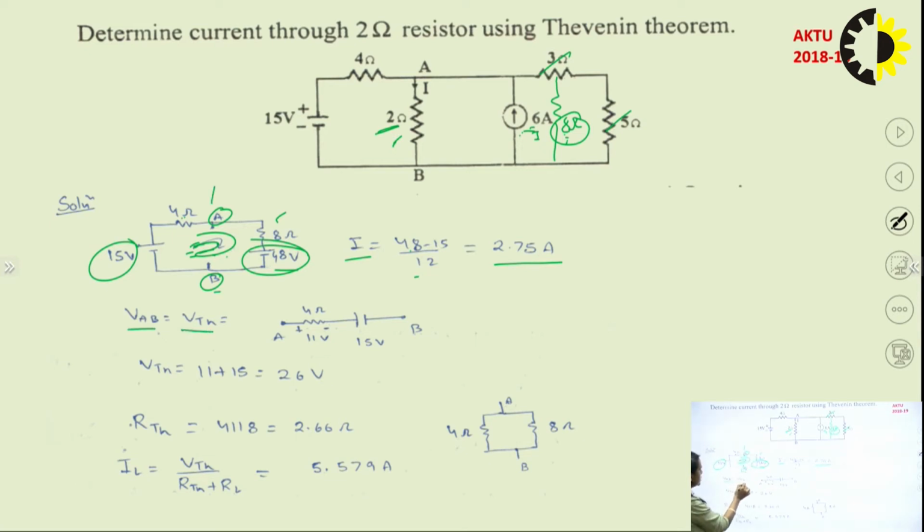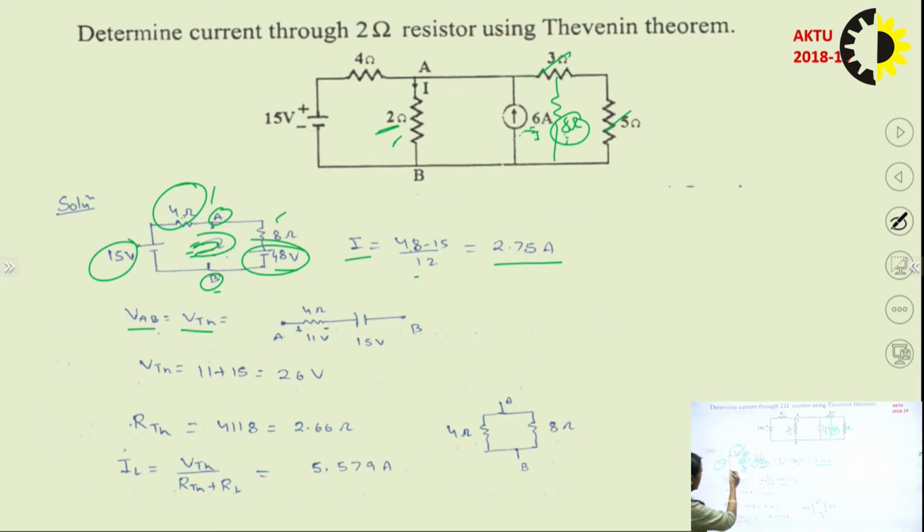Now to find the value of VTH, that is from A to B. So VAB is equal to VTH. So again I have drawn this path from A to B. So here you can see the 4 ohm resistance is here. I have taken this path. You can take this 8 ohm and 48 volt also. There is no problem. So I have taken this path 4 ohm and 15 volt.